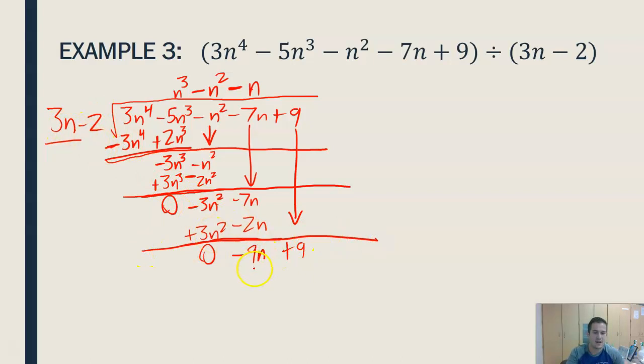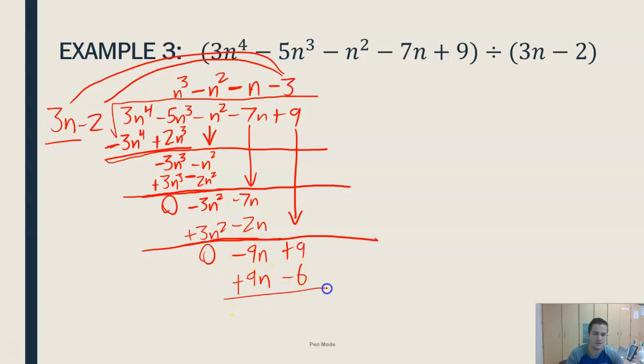So what times 3n is negative 9n? Well, that's going to be negative 3. Negative 3 times 3 is negative 9, and then I have the n here. So negative 3 times 3n is negative 9n. Now I need to multiply negative 3 times both of these terms. Negative 3 times 3n is negative 9n. Negative 3 times negative 2 is a positive 6. And then I need to change my signs. Negative 9n plus 9n is 0. 9 minus 6 is 3.